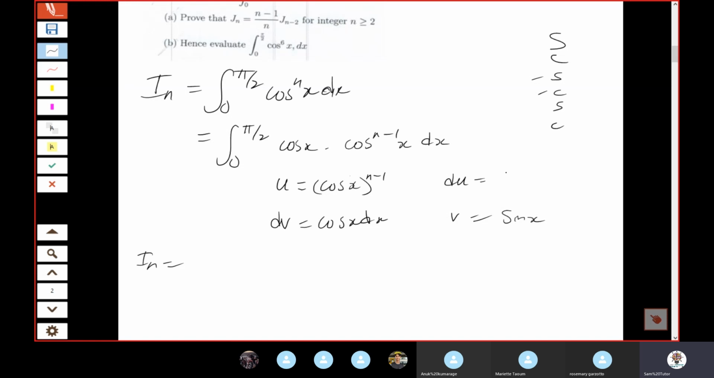Okay, du. Bring the power down. Keep it the same. Take away 1 from the power. Differentiate the inside. The derivative of cos is negative sine.